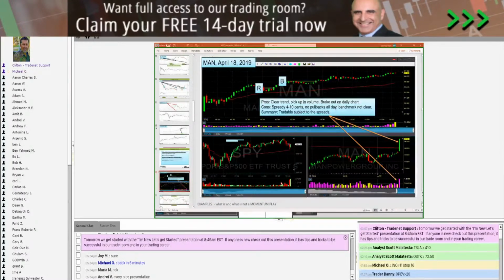Breakout on the daily chart, guys. MAN, that's an example from more than a year and a half ago. April 18. If you look at them again, the signal is again on the daily chart. The signal will always be on the daily chart. So you can see the daily chart on the bottom right chart, breakout on ManpowerGroup on the daily chart. It starts very early in the morning. The trend continues pretty much all day.